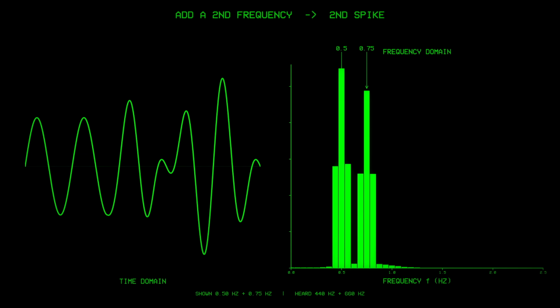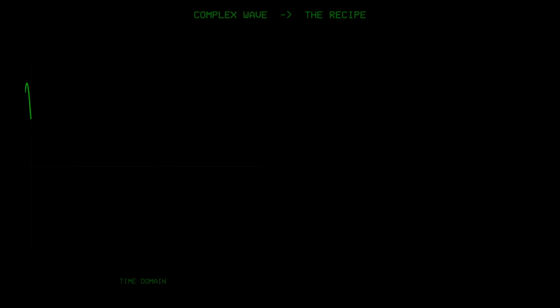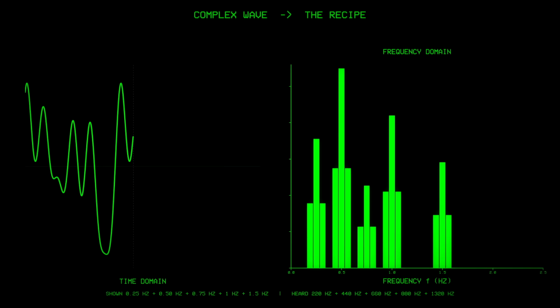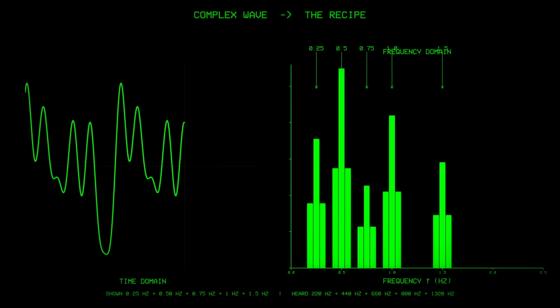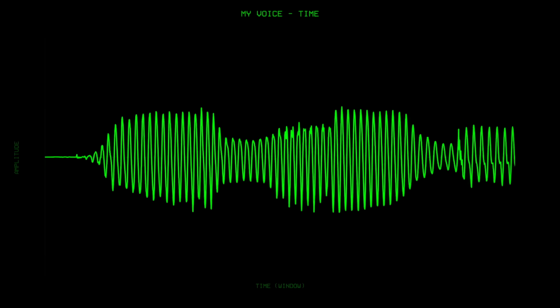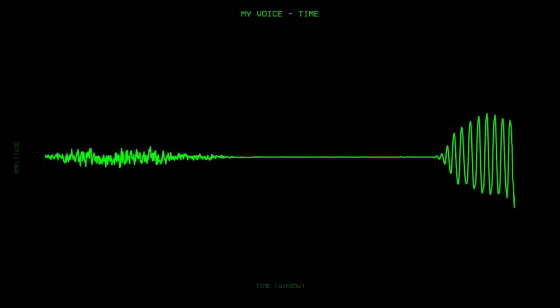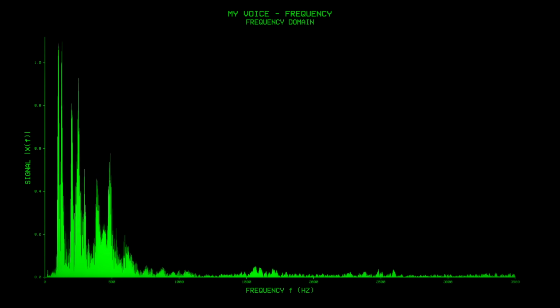This is especially helpful with complex signals that have many different waves all added together with different frequencies and different amplitudes. It breaks down into their so-called recipe. This can be applied to any time-based signal, and it can even be applied to sound in fun ways, where we can look at my voice on the frequency axis. This is the time signal of my voice, and this is the frequency domain signal of my voice.